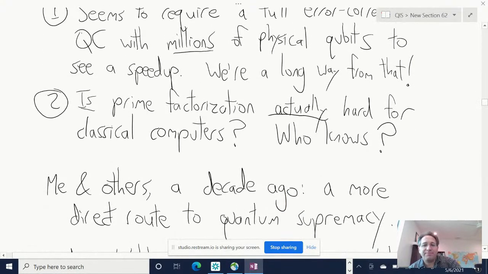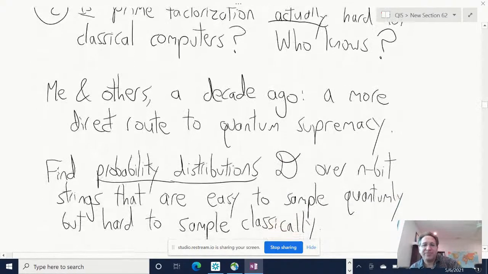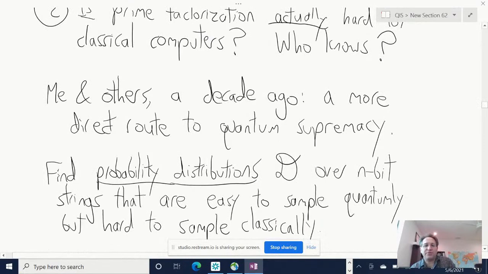Okay, so a decade ago, I and others were thinking about these issues, and some ideas coalesced together, and we ended up proposing a much more direct route to achieve quantum supremacy than, say, a full quantum computer running Shor's algorithm. The route that we proposed was to look at what are called sampling problems.